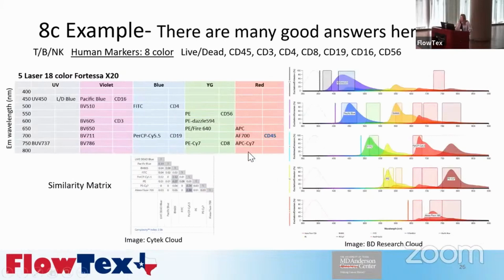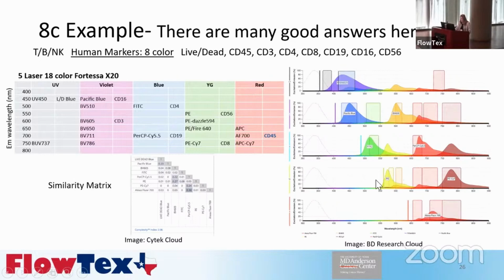Okay, so here's our 8-color sample panel as I set it up on our instrument, and you can see that I have 1 UV dye here. This is my viability. I've got my CD16 and my CD3 here off the violet. I've got my CD4 and my CD19 off the blue.